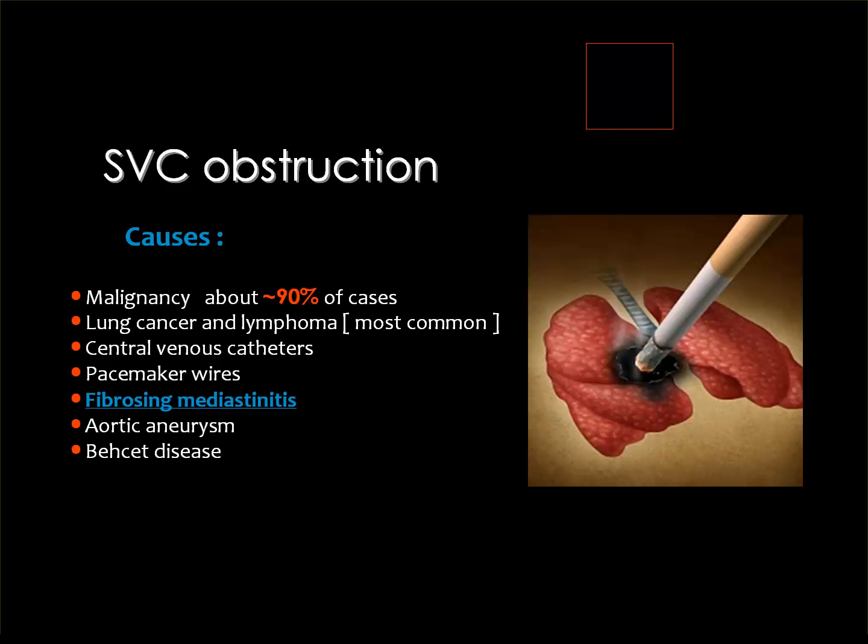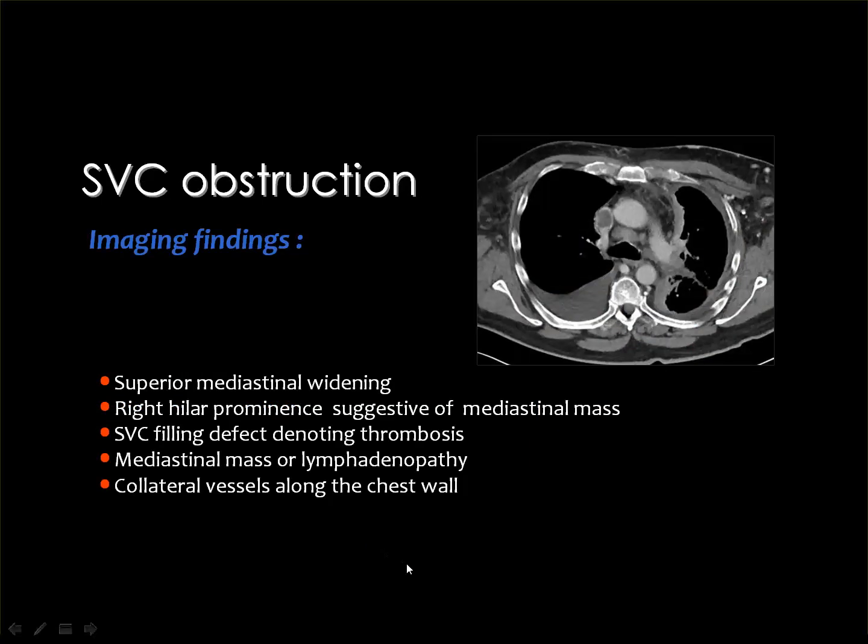And according to the literature, the major causes of superior vena cava obstruction are malignancy, and the most common, of course, is bronchogenic carcinoma. Then you consider the central venous catheters, the pacemakers, and the disease known as fibrosing mediastinitis. Behçet disease is also one of the known lesions for superior vena cava obstruction.